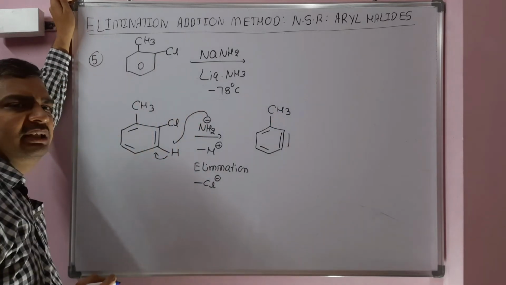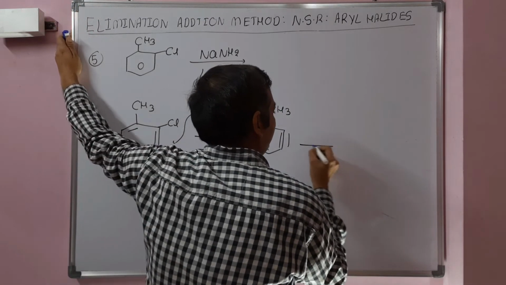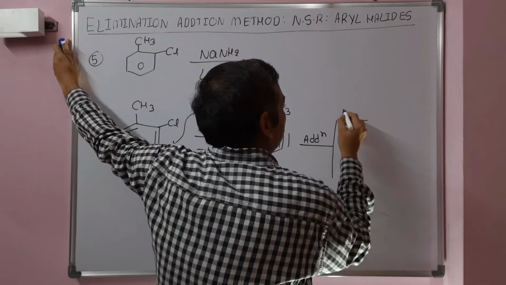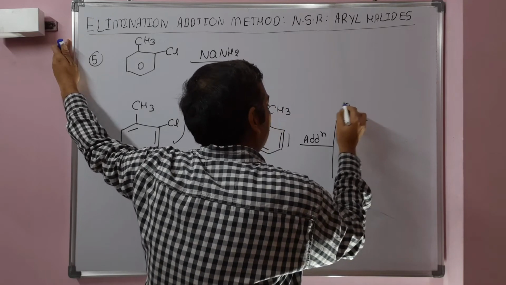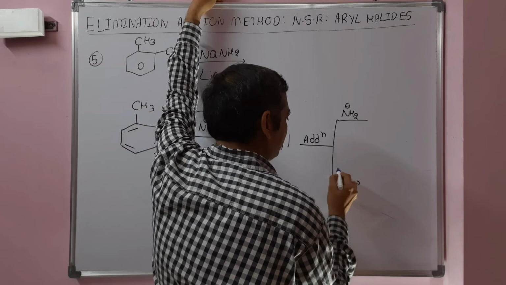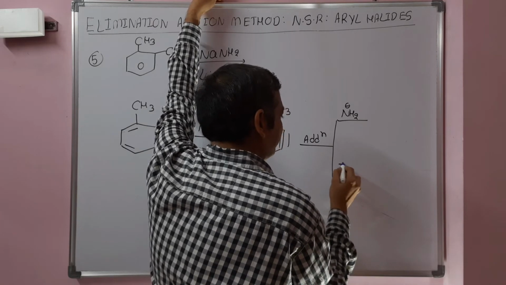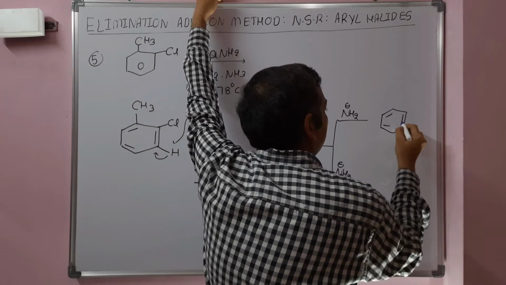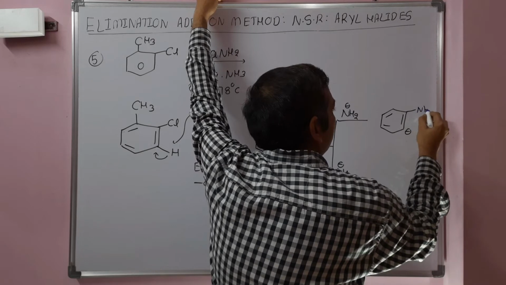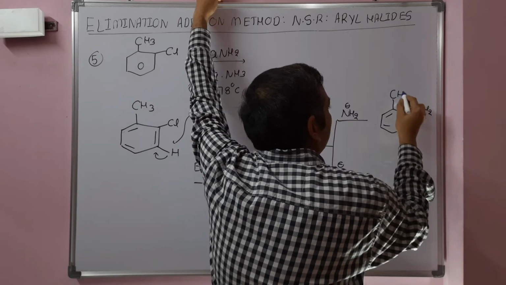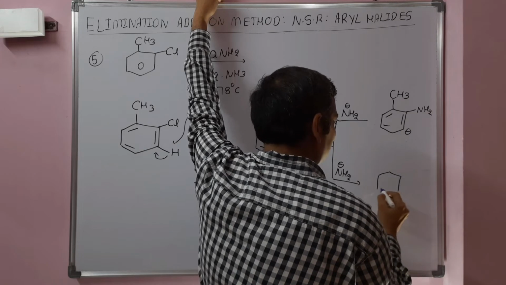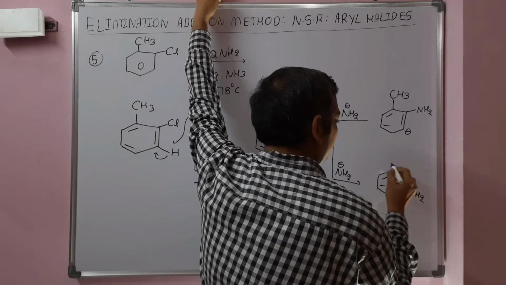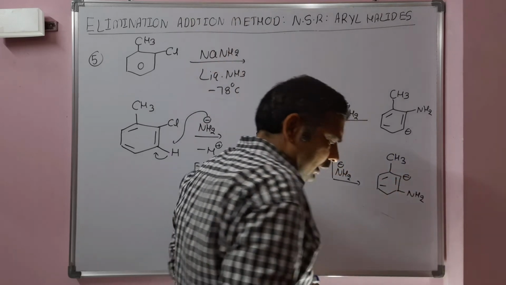After formation of the benzyne, again there are two possibilities in the addition step. NH2 minus will attack at the ortho position, or NH2 minus will attack at the meta position. If NH2 minus attacks at the ortho position, then the negative charge is at the meta position to the NH2 and the methyl group. Whereas if NH2 minus attacks at the meta position, then the carbanion is at the ortho position.